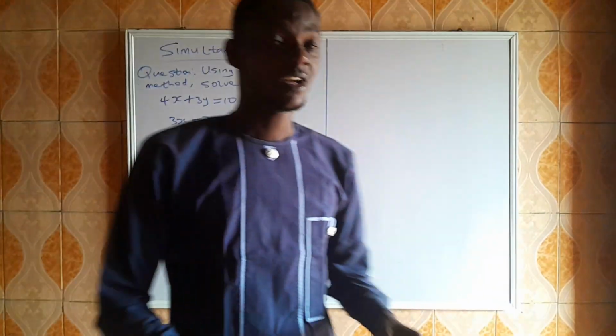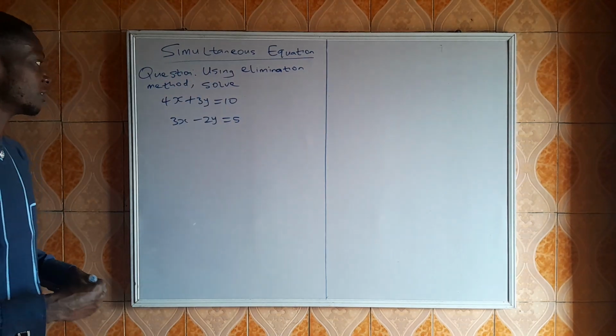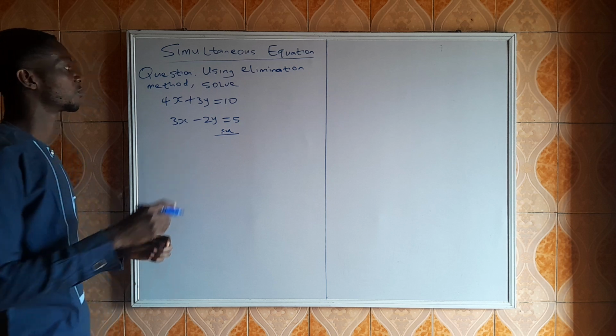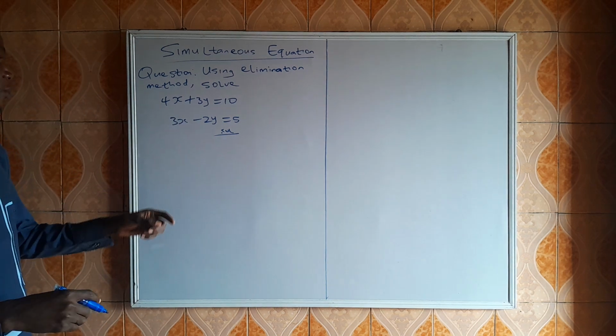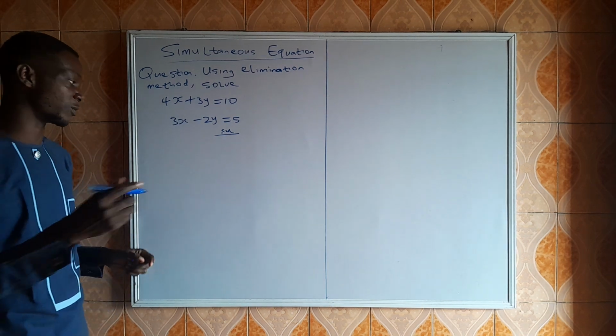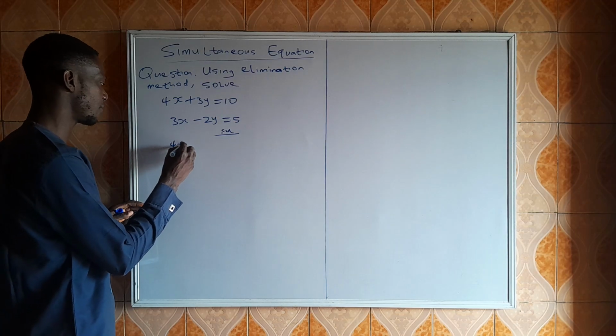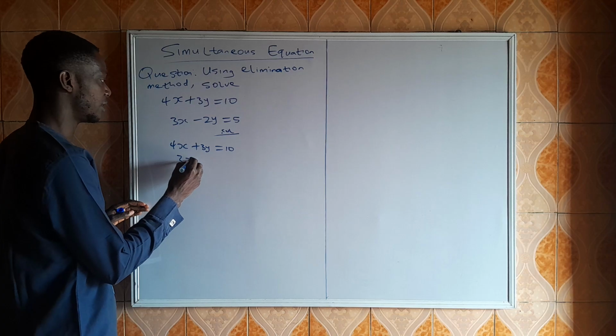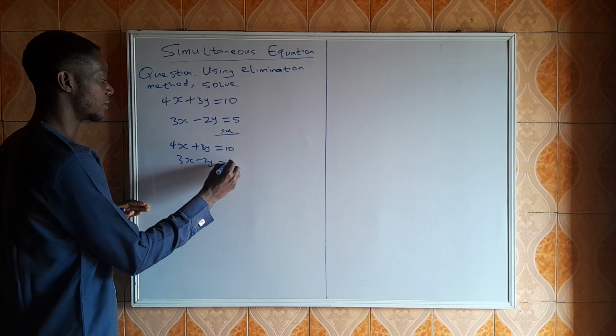Thank you very much. Now, let's solve this example here. We're given, using the elimination method, solve 4s plus 3y equals 10 and 3s minus 2y equals 5. So you have 4s plus 3y equals 10 and 3s minus 2y equals 5.